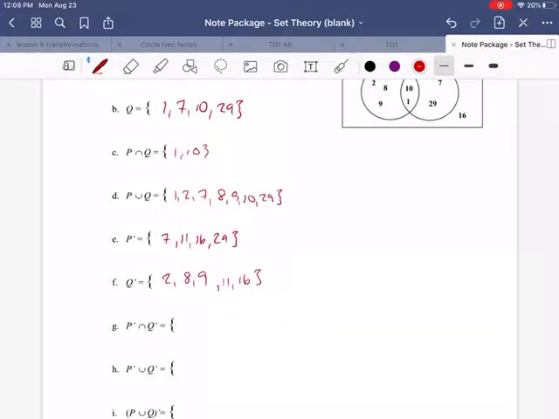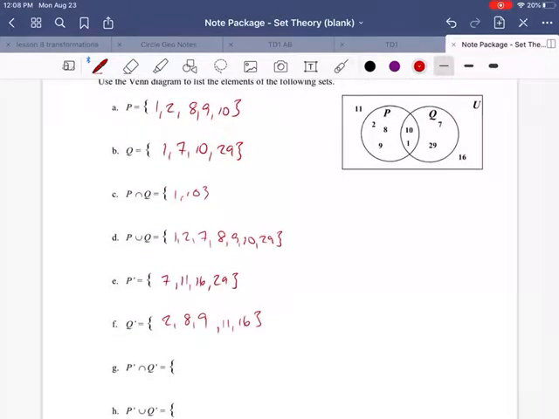Now the complement of P and the complement of Q. The complement of P is the stuff that's in the universal set as well as the stuff that's in Q. If we do the complement of Q, we get the stuff that's in the universal set and the stuff that's in P. Which stuff's been shaded twice? The only numbers that are shaded twice are 11 and 16.